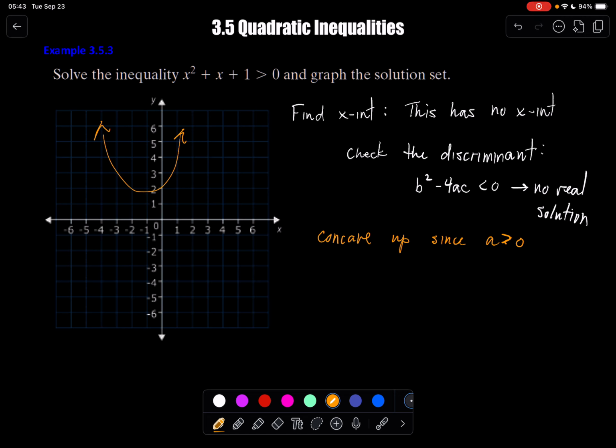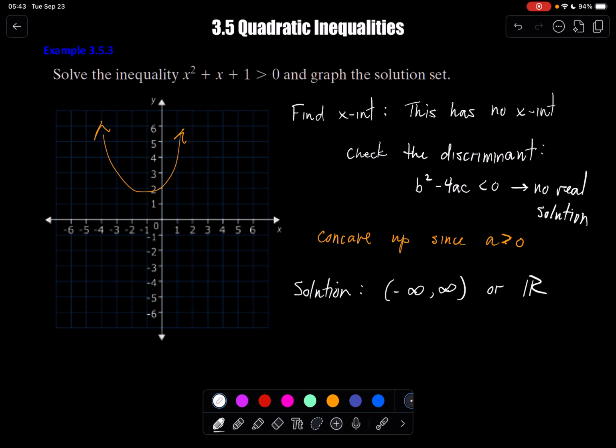So we're asking, where is it greater than 0? Well, it's greater than 0 everywhere. So our solution set is going to be either the interval from negative infinity to positive infinity, or we could just state that as all real numbers. That's the solution for that.